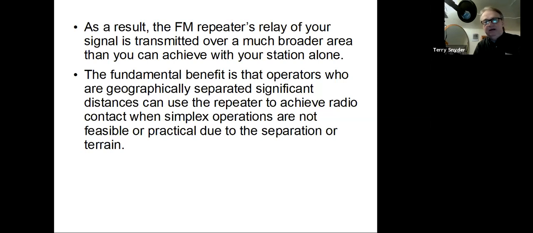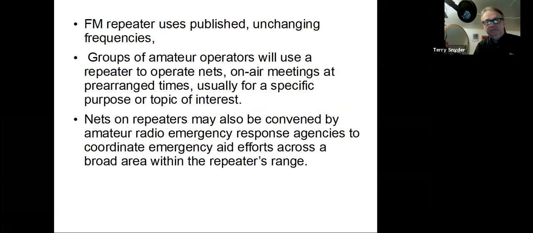It fills in those gaps where you couldn't achieve otherwise. Cool thing about a repeater, they use published frequencies that don't change. Well, they could eventually, but for the most part, they don't. They're published, and groups of amateur operators will often use the repeater for nets, on-air meetings at prearranged times. You know, like, hey, Joe, meet me on the repeater at 5 o'clock. Okay, so that's kind of why, or a specific purpose or a topic of interest.